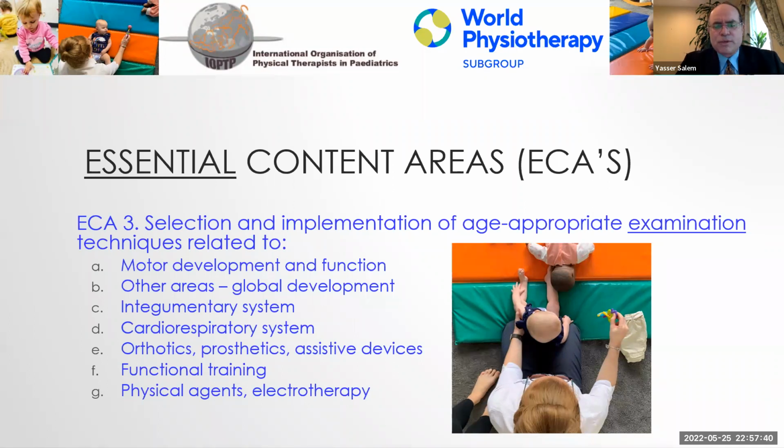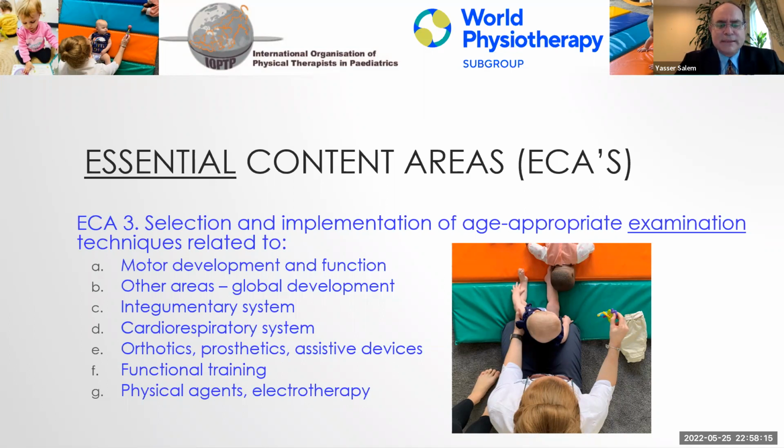examination. When we talk about examination, it is essential because by doing examination, we can identify deviation, we can identify the severity of deviation, we can use those results to confirm diagnosis, can help with identifying the prognosis, and also to set the plan of care. So it is essential for a physical therapist to be able to perform and select examination techniques.